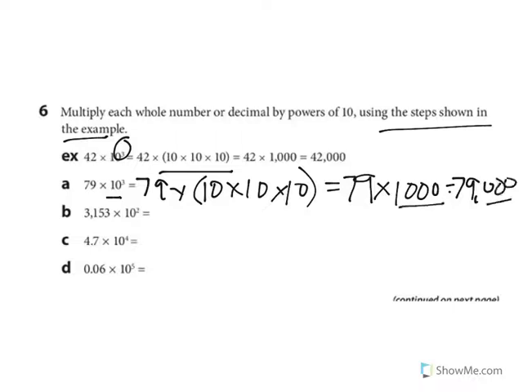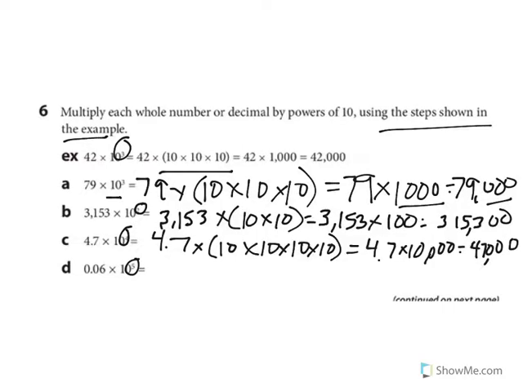79,000. Okay, there's my 3 zeros, there's my 3 place values. Okay, they all stay the same. Here we have 10 to the second, here we have 10 to the fourth, and here we have 10 to the fifth. So I'll repeat the process for all 3 of these really quickly, and then we can take a look at them. So now that I've done these 2, let's take a look.